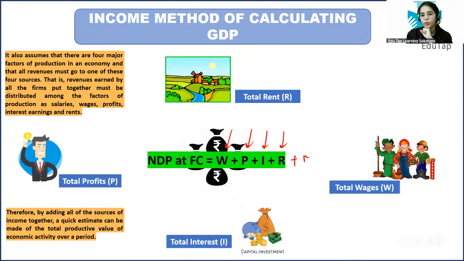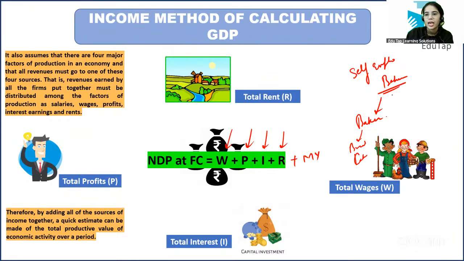As well as there is something known as mixed income, because let's say that you are self-employed. You have a bakery where you are the baker. You are baking the bread and the cakes and such. As well as you are also the entrepreneur who has established the bakery and will get the profit. So this is the mixed income.